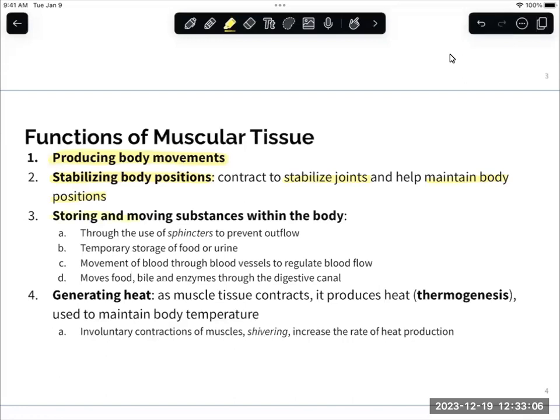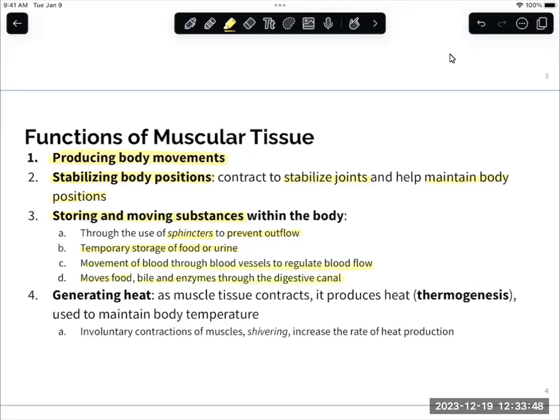They store and move substances. So we have sphincters, external, internal, urethral and anal sphincters are good examples of those that allow or prevent something to pass through it. Your stomach, that temporary storage of food, that bladder, temporary storage of urine. So it's going to store things. It's going to help to move blood through those blood vessels. It's going to move food through that digestive tract, bile and enzymes through that whole digestive canal.